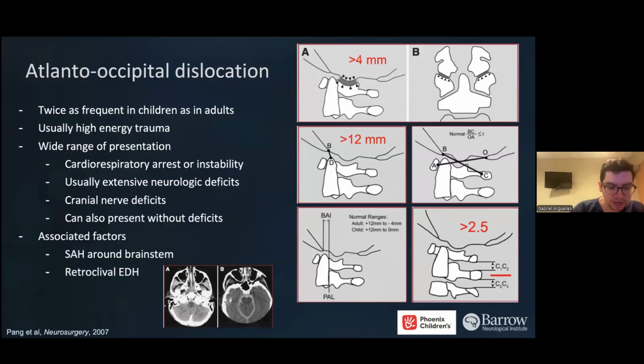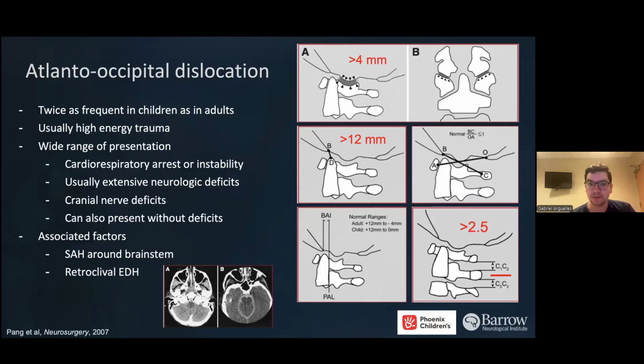All right, so now we're going to talk about the actual pattern of injuries you can see in these kids. The first and most severe is AOD, or atlanto-occipital dislocation. It's twice as frequent in children as in adults because of the factors we mentioned. It's usually really high energy trauma because you have to injure some important ligaments, which takes a lot of force. There's a wide range of presentation. They more frequently present in cardiorespiratory arrest or hemodynamic instability that requires resuscitation and stabilization.